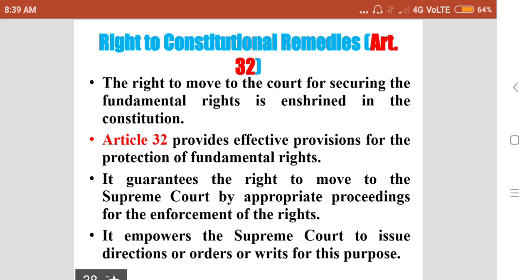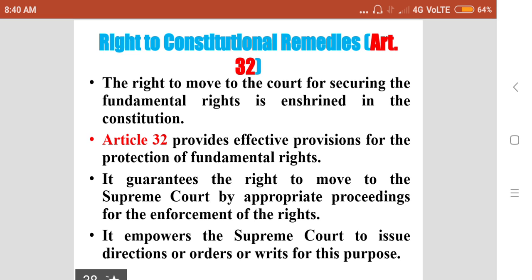Today I am going to discuss the right to constitutional remedies, which is one of the important fundamental rights in our constitution. Its aim is to protect all other fundamental rights guaranteed by the constitution. So let us discuss the details of the right to constitutional remedies and what constitutional safeguards are provided for the people to protect their fundamental rights.